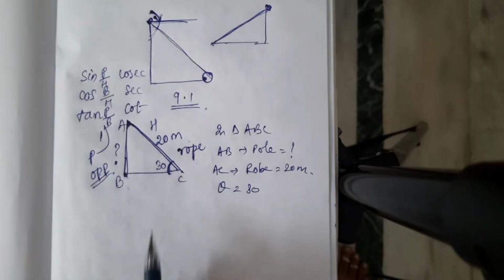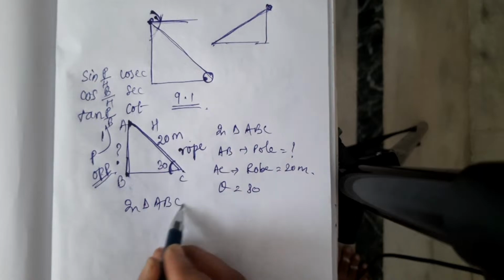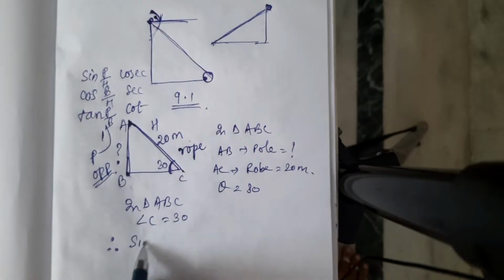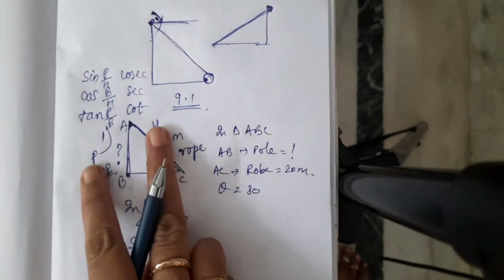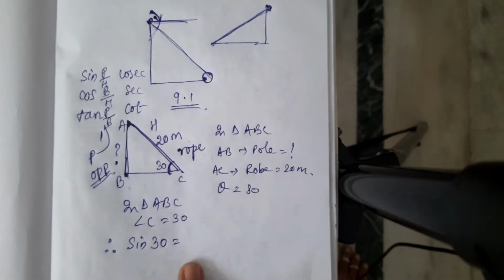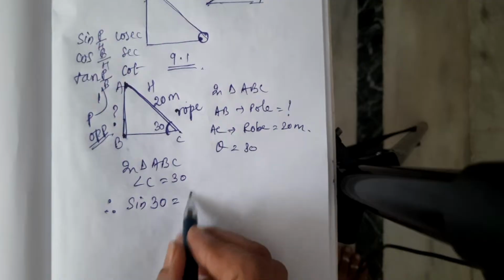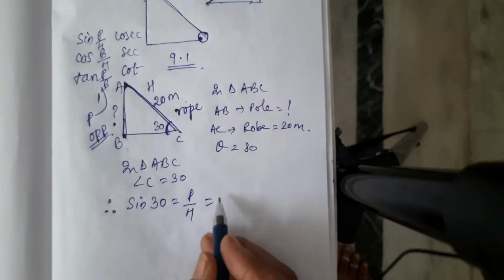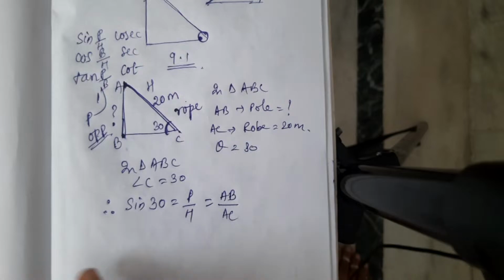So when we start our solution, in triangle ABC, angle C is 30. Therefore, sine 30. Sine 30 is perpendicular upon hypotenuse. For your convenience, you can write it like P upon H, or if you are clear with that, directly use sides. Now here, sine is perpendicular upon hypotenuse. What is perpendicular here? AB is perpendicular. So replace P with AB and hypotenuse with AC.